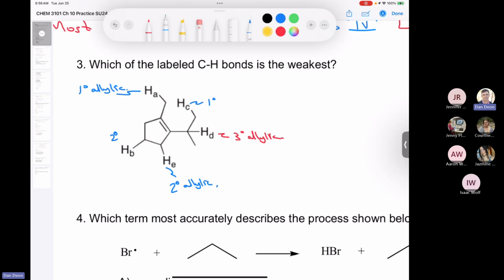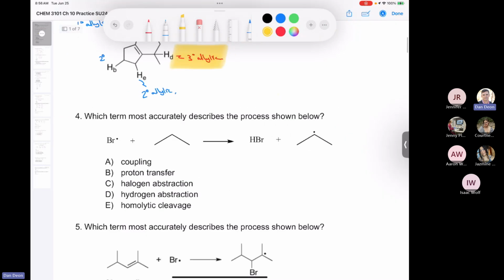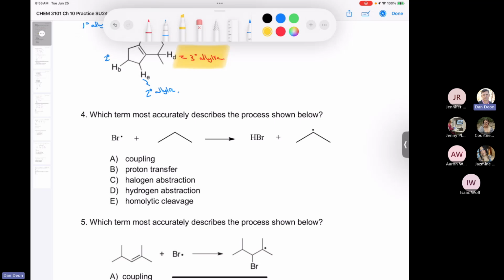Okay, so it's clear that the weakest bond is going to be the one that produces the tertiary allylic radical. So it's going to be HD. Give me a thumbs up if you're with me on this one. This is a really important question that you're able to identify the weakest bond. Okay, cool. All right, the next one, I'd say relatively straightforward.